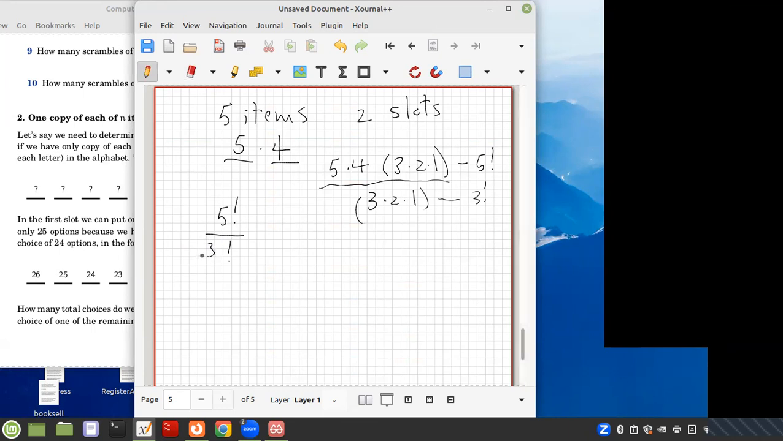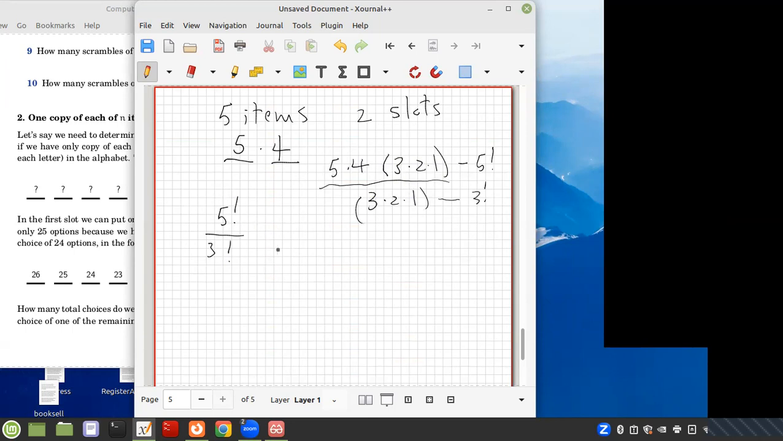Okay. Well, because I want to make this into a factorial. So if I was to continue this down to a factorial, what I'm missing is 3 2 1. So I put it in, but divide it out. So I haven't changed anything. It's a trick, right? So then the answer is 5 factorial divided by 3 factorial.